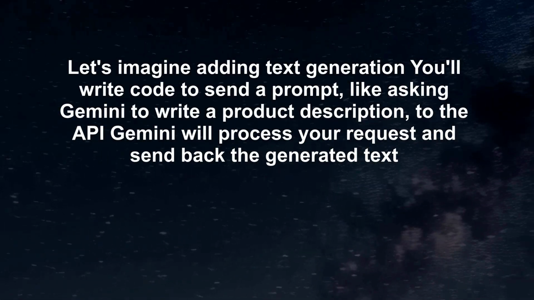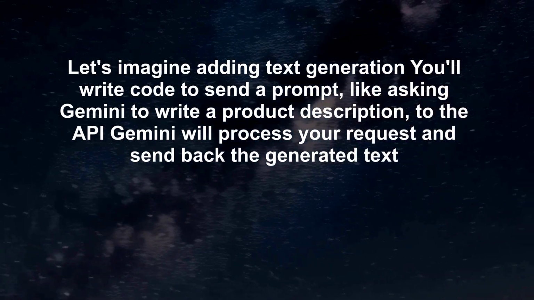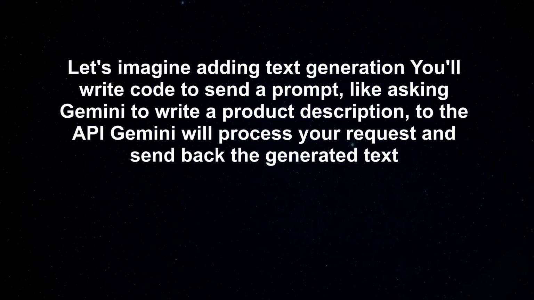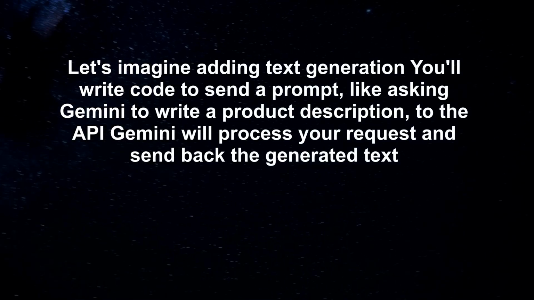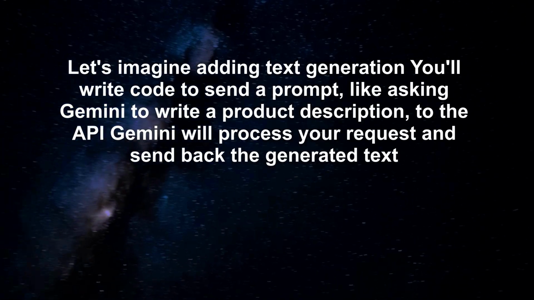Let's imagine adding text generation. You'll write code to send a prompt, like asking Gemini to write a product description, to the API. Gemini will process your request and send back the generated text.